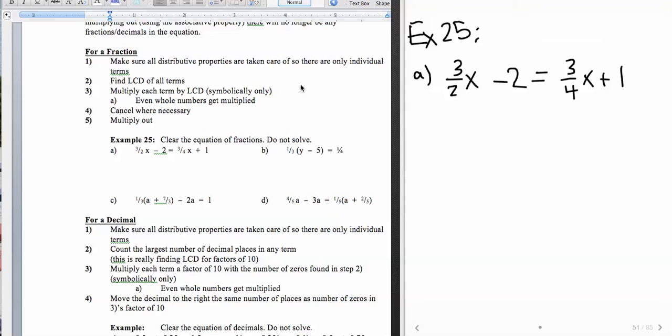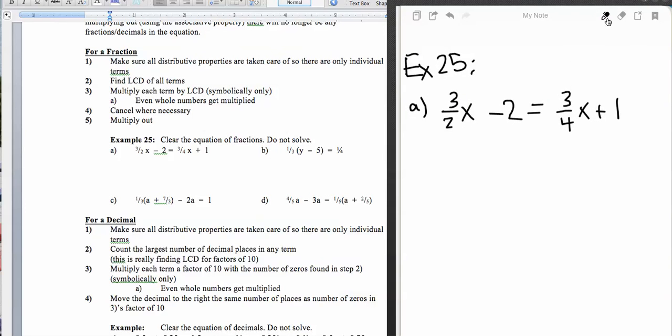We're not building higher terms. We're multiplying symbolically, we're canceling, and then we're multiplying out so that our resulting equation has absolutely no fractions in it. If you ever end up with an equation with fractions in it, you should start all over again because you've done something incorrectly. So our first task, anytime that we're doing this, is to find the least common denominator.